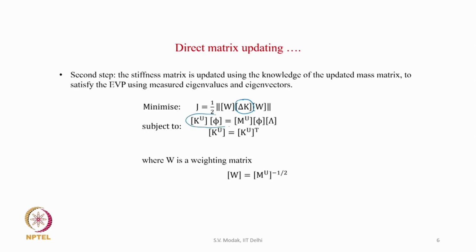So, this is that eigenvalue problem. Here, this is the matrix of measured eigenvalues, and this is the measured eigenvector matrix. Ku is the updated stiffness matrix, and Mu is the updated mass matrix, which was obtained at the end of step 1. So, Mu is known here; it is only the Ku which is not known.